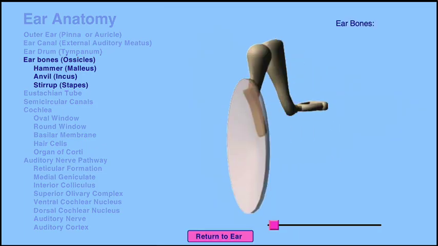The ear bones, hammer, anvil, and stirrup, also called the malleus, incus, and stapes, are the smallest bones in the human body. Together, these three bones, collectively called ossicles, receive physical energy from the eardrum's vibrations, transferring it to mechanical energy and amplifying it in the process.